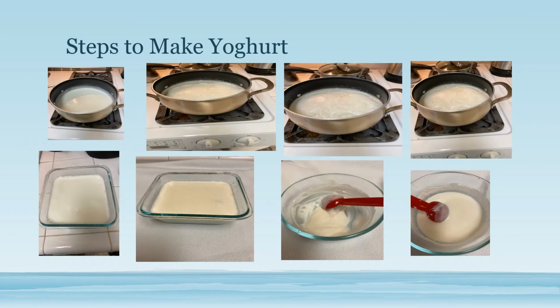Alright, are you ready to make yogurt? Here are the steps. First, put the pot on the stove. Pour the milk into the pot. Heat the milk over medium heat, and then stir the milk as it heats to make sure it doesn't scald the bottom of the pot. Don't use high heat because it's going to burn your milk. You will not like it.